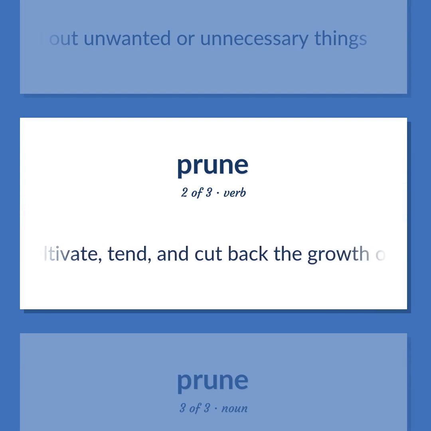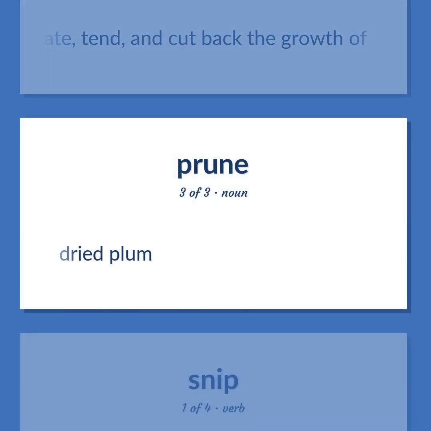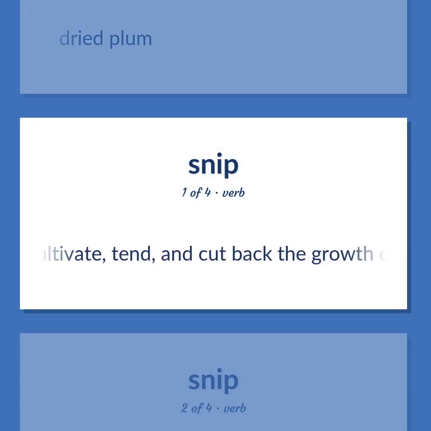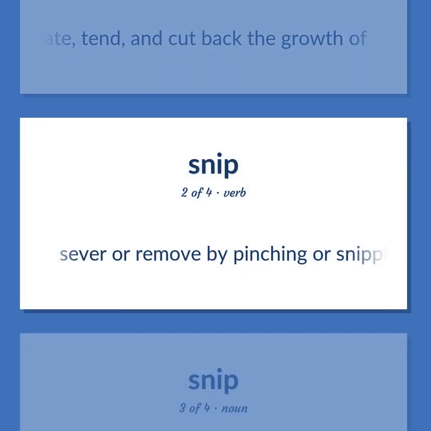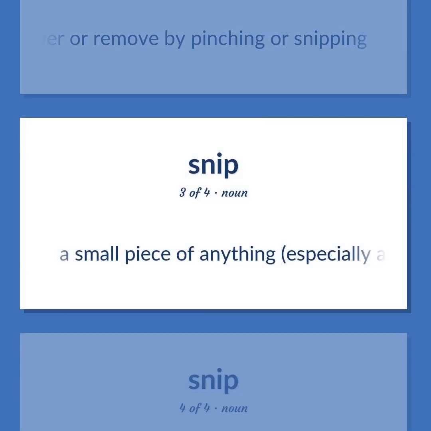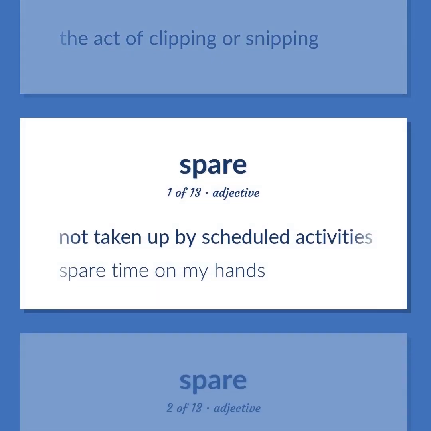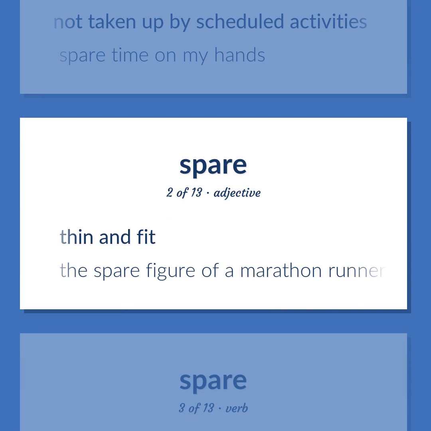Cultivate, tend, and cut back the growth of. Dried plum. Cultivate, tend, and cut back the growth of. Sever or remove by pinching or snipping. A small piece of anything, especially a piece that has been snipped off. The act of clipping or snipping. Not taken up by scheduled activities. Spare time on my hands. Thin and fit. The spare figure of a marathon runner.